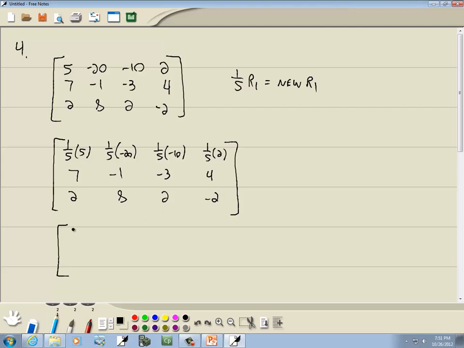Well, 1/5 times 5 gives us 1. 1/5 times negative 20 gives us negative 4. 1/5 times negative 10 gives us negative 2. 1/5 times 2 gives us 2/5. And all the rest of this stays the same. So again, you can multiply or divide everything in a row by a number. That's what this one's demonstrating.